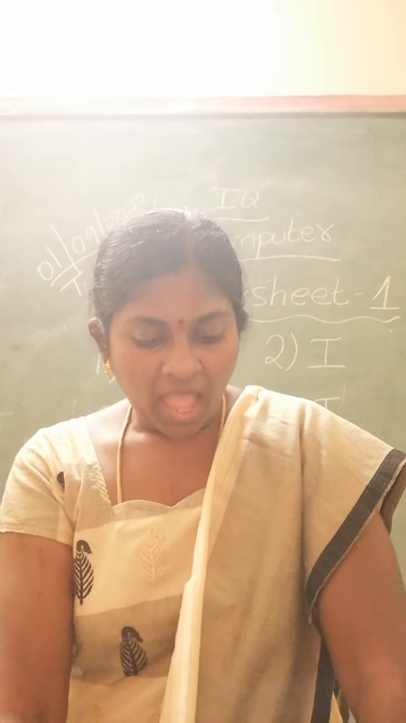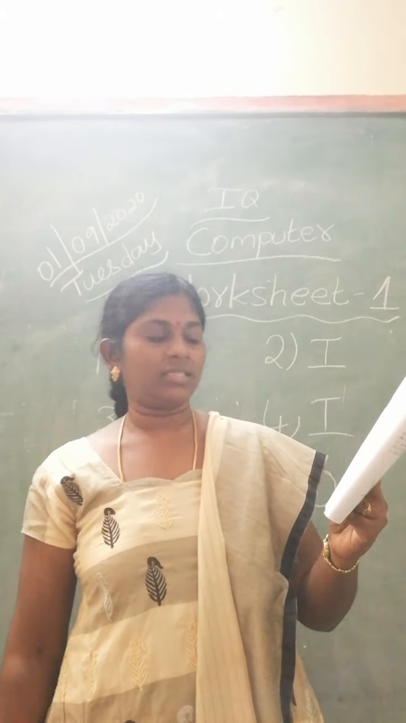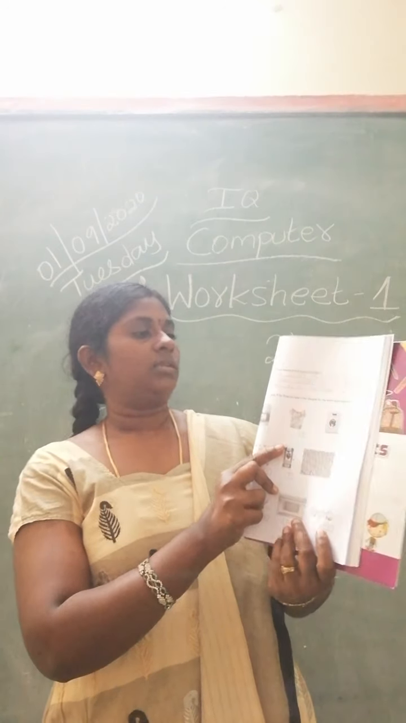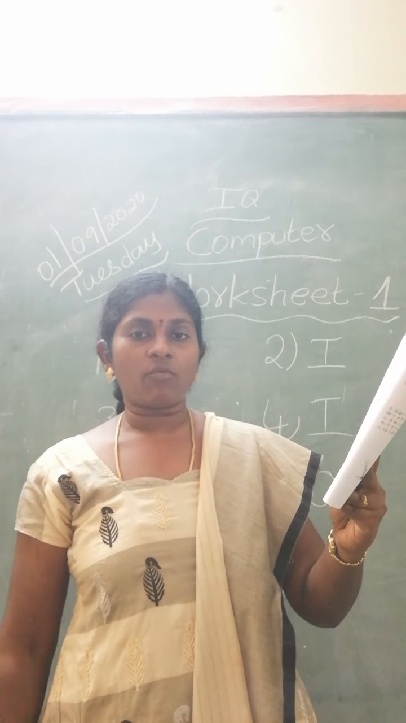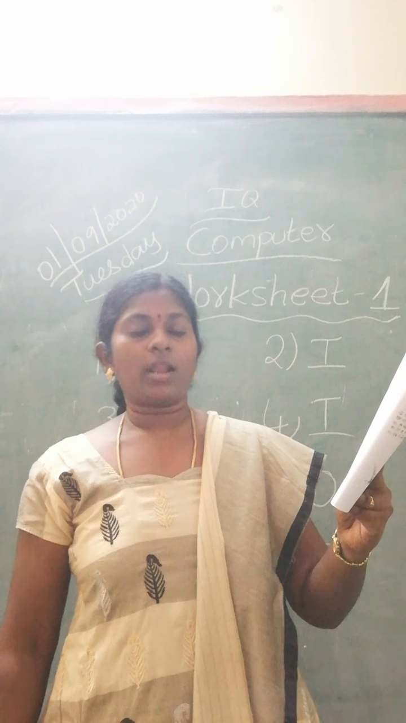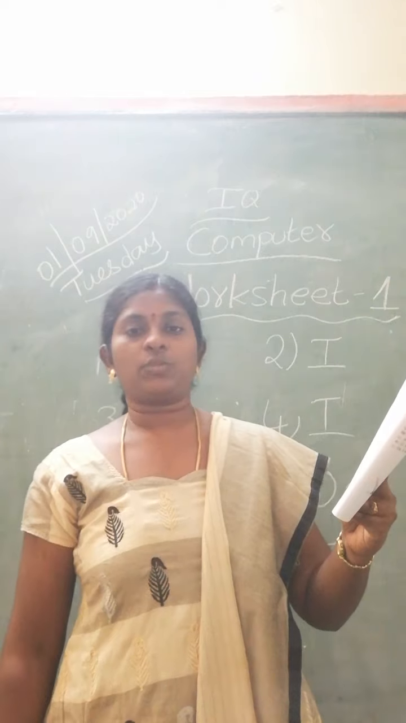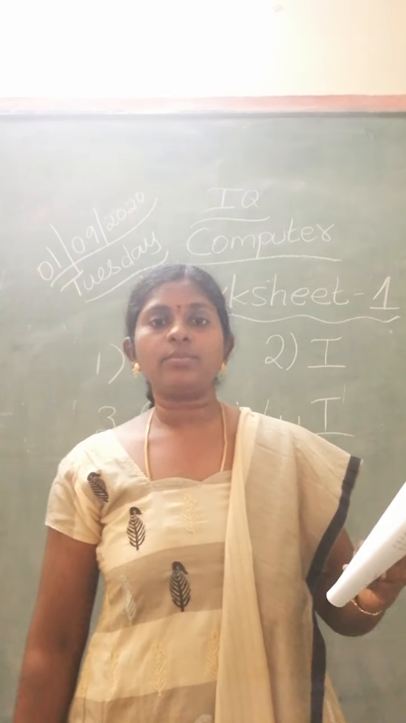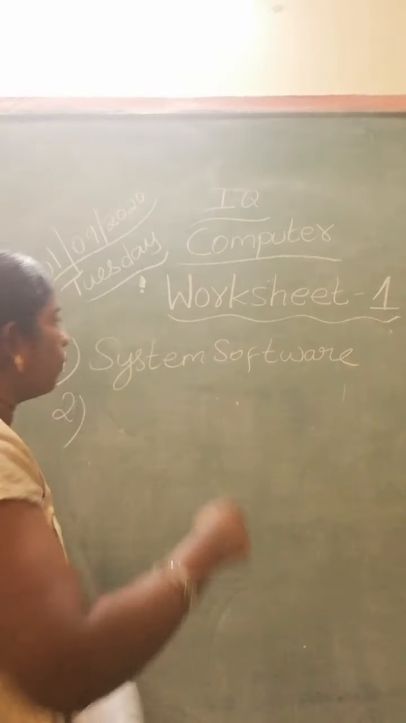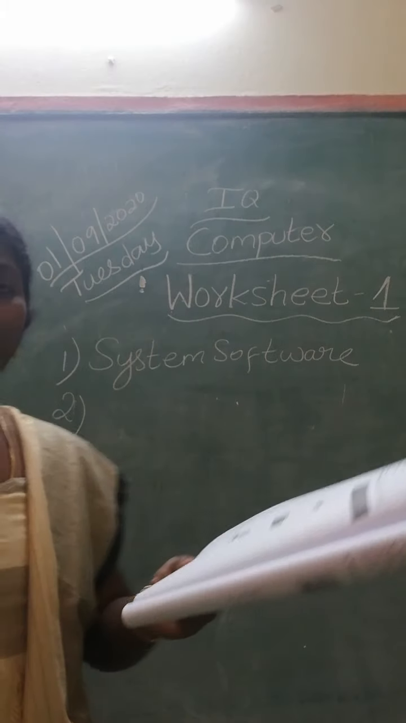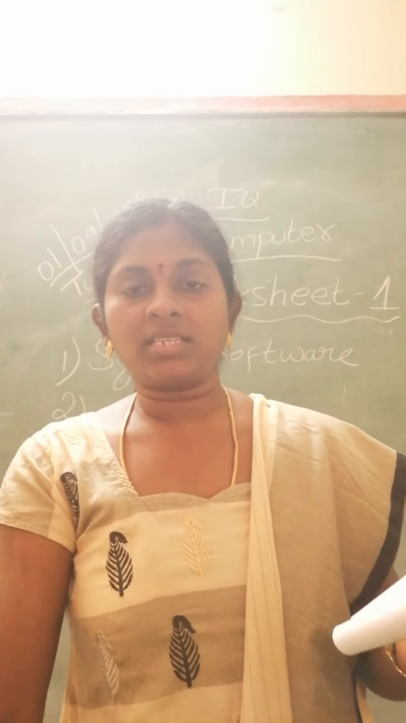Second, B bit: identify the names of software as system software or application software. Here 10 softwares are given. We are going to identify whether each software is system software or application software. First one is Windows XP. Windows XP is a system software. Second one, Microsoft Word. Microsoft Word is an application software.